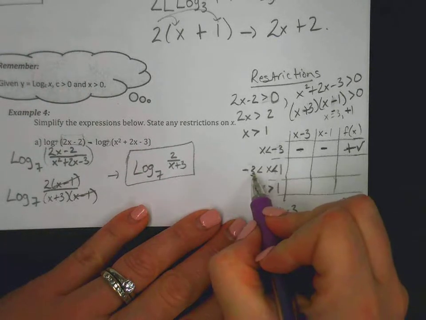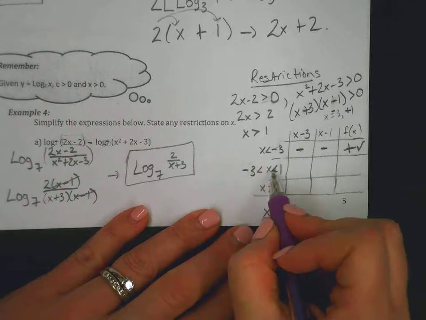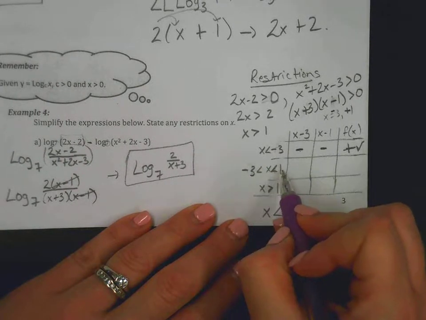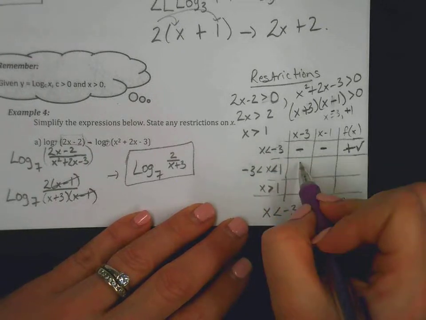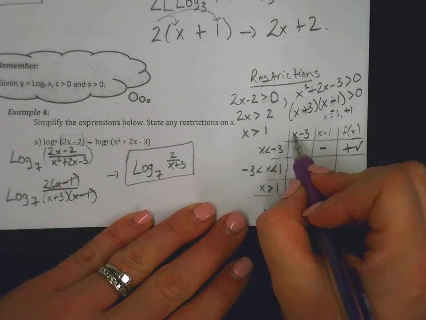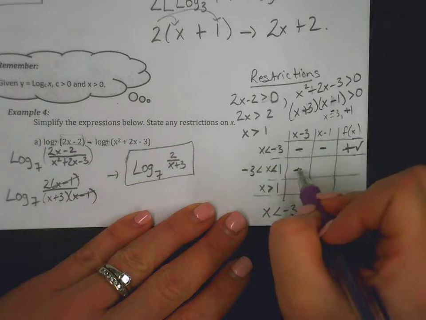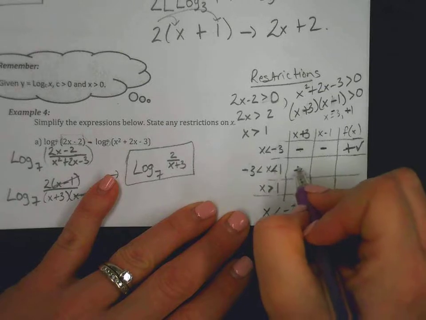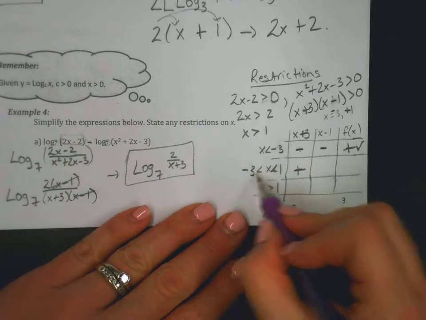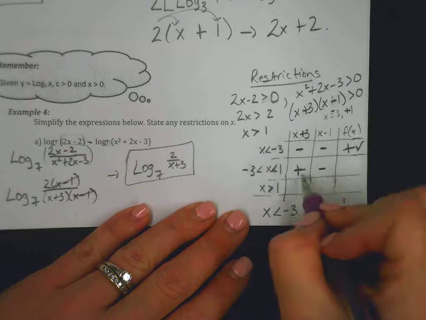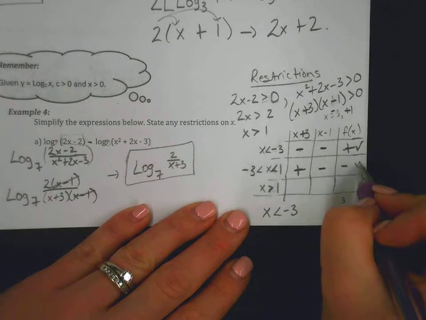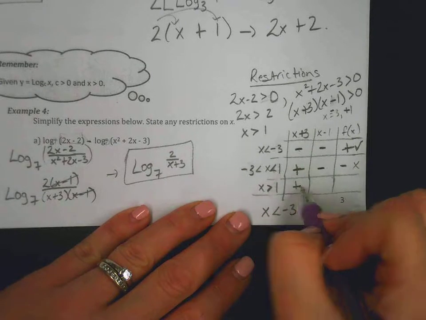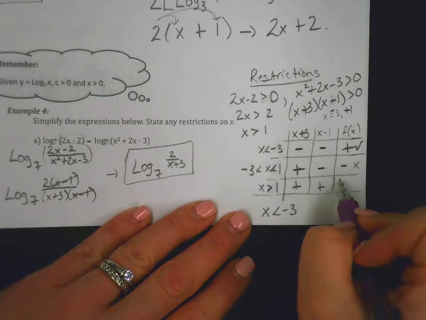And then between negative 3 and 1, let's pick a value of 0. 0 minus 3 would be a negative. Oh, sorry, this should be a plus 3. So this is going to be a positive, this is going to be a negative, so the product is a negative. This is what we don't want. And then lastly, greater than 1, this would be a positive. A positive times a positive gives me a positive.